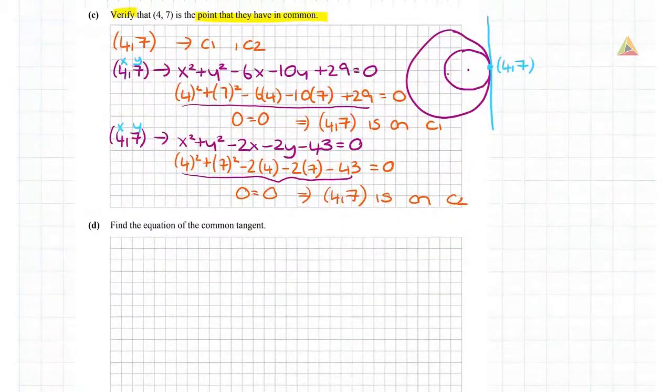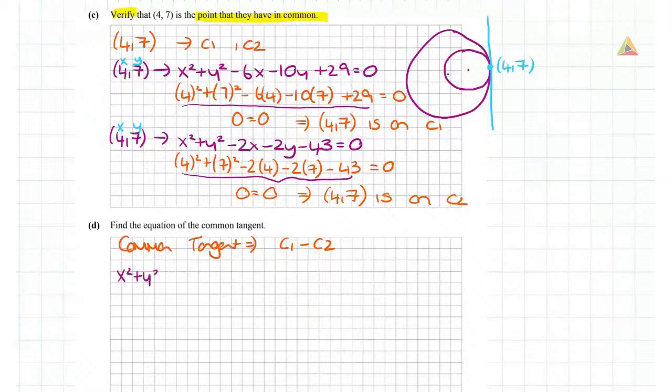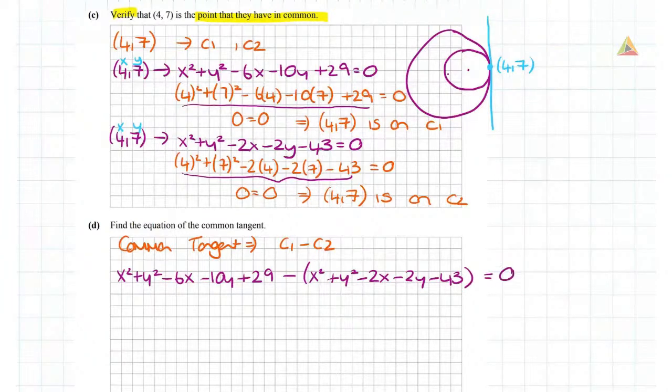The simplest way of finding a common tangent is we basically take our first circle and we subtract the second circle from it. And it is as simple as that. So we take our first circle, which is x squared plus y squared minus 6x minus 10y plus 29, and from that we're subtracting our second circle. Because I'm subtracting, I'm just going to put it into brackets because we know that that minus is going to change the signs of everything that comes after it. And we put our equals 0 at the end.